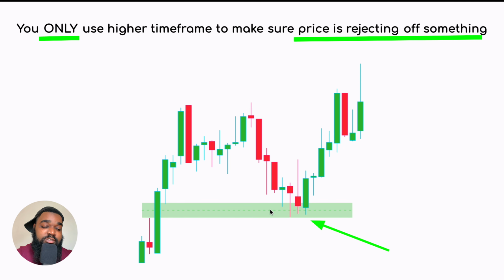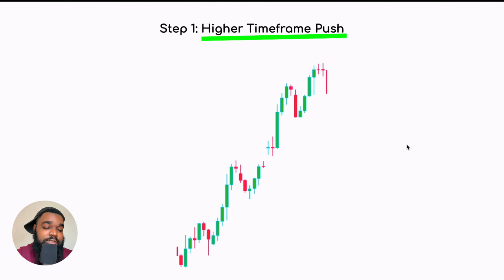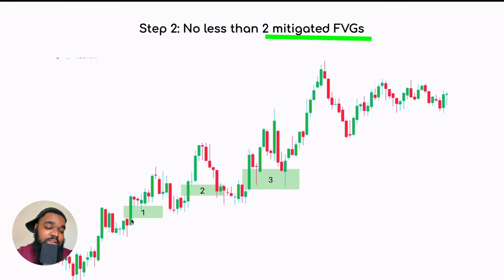And so this is a fair value gap. We'll go over that in a minute. Step 1, you got a higher time frame push. Okay, fair value gaps. Let's jump right into it.